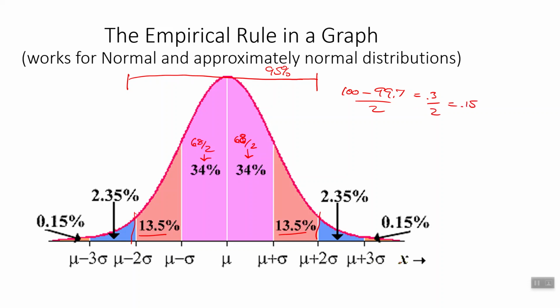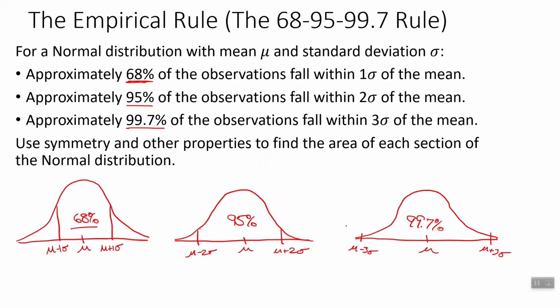All right, if you're worried about memorizing these numbers, you really don't have to memorize the numbers of this chart. If you have it memorized that 68 is within 1 standard deviation, 95 within 2, 99.7 within 3, you're pretty good to go. Later on we'll have a way to actually derive these numbers, but right now, as long as you know the first 2, the 68 within 1, 95 within 2, that's the big one, the 95 within 2.